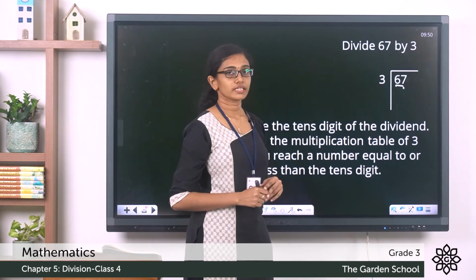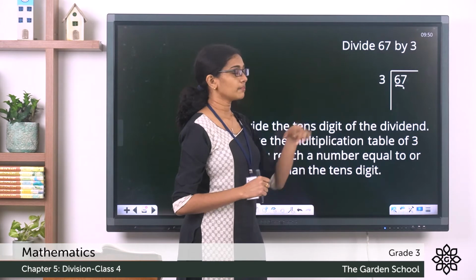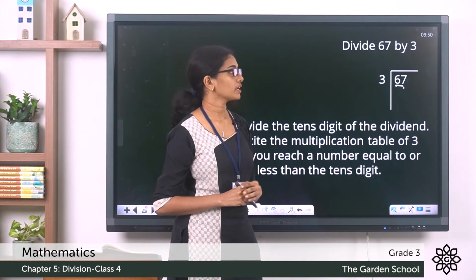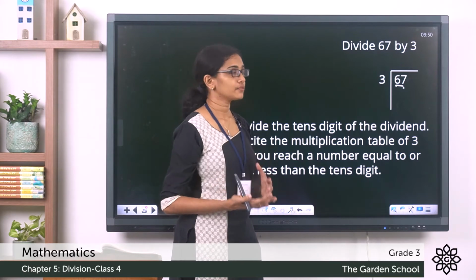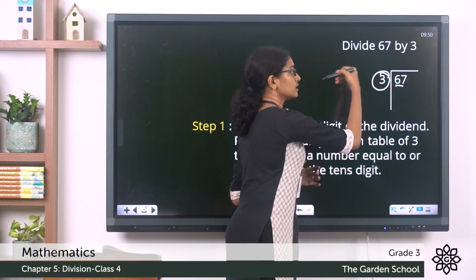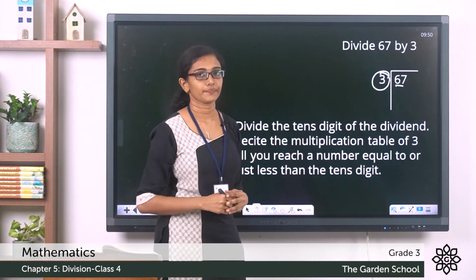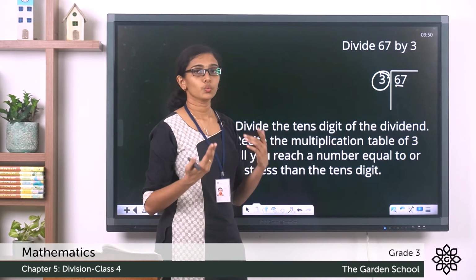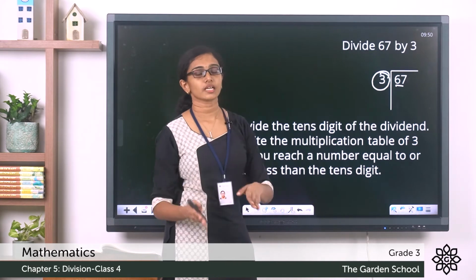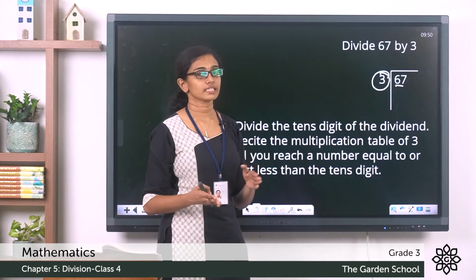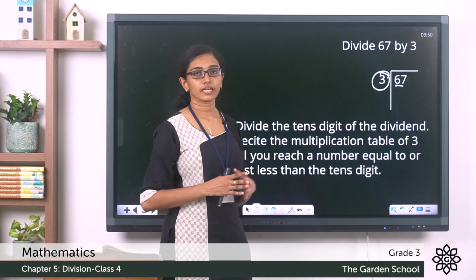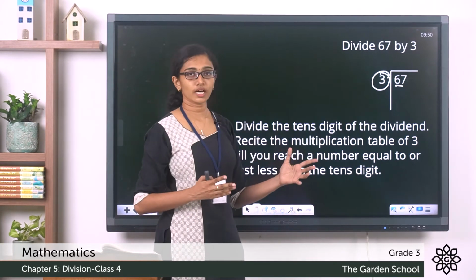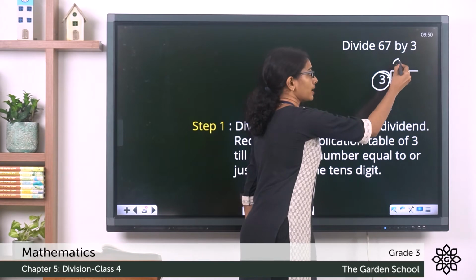So, what is the first step then? 6 divided by 3. We are going to find out 6 divided by 3. And for that, we have to recite the table of the divisor, which is 3 here. So, 3 ones are 3. Till where we recite? Till we reach 6 or just before 6 or just less than 6. So, 3 ones are 3, 3 twos are 6. So, we write that 2 over here.